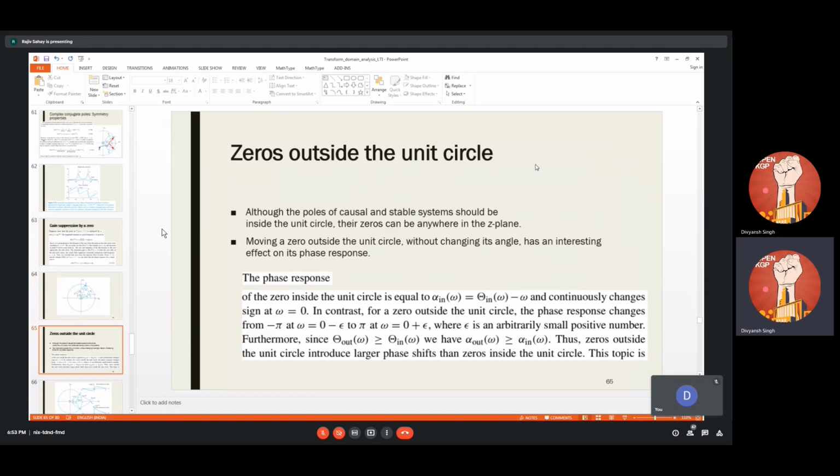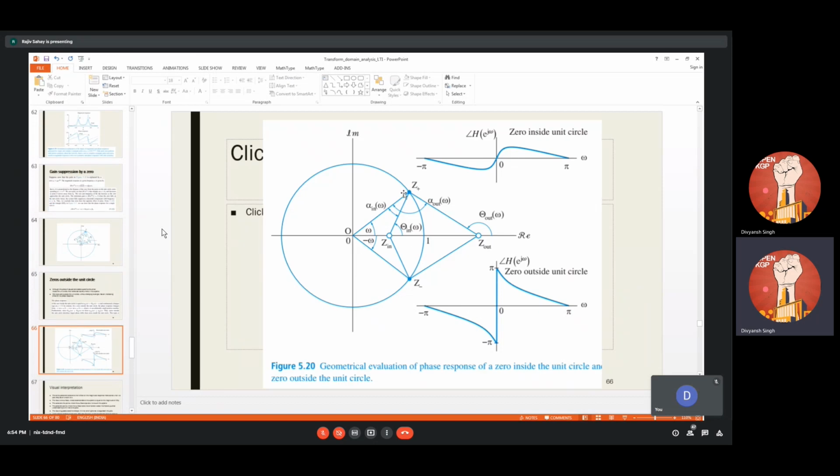So, zeros outside the unit circle. Although the poles of a causal and stable system should be inside the unit circle, their zeros can be anywhere in the Z plane. Moving a zero outside the unit circle without changing its angle has an interesting effect on its phase response. Something like this.